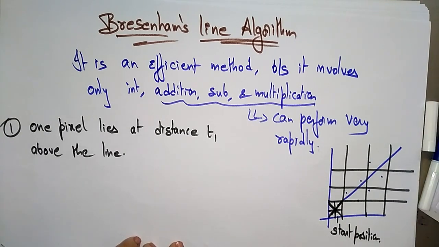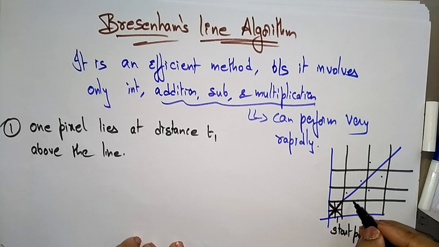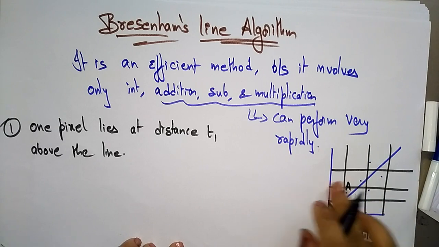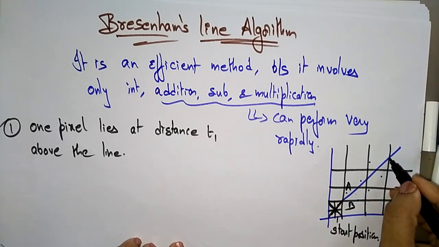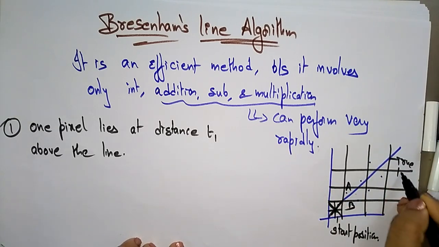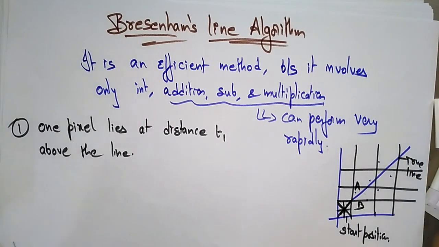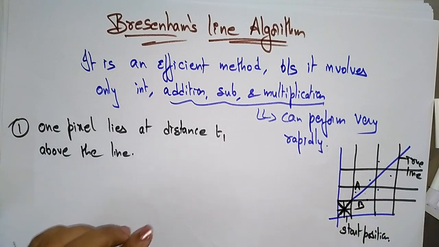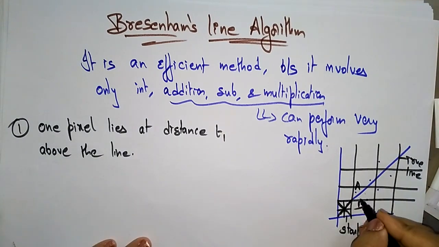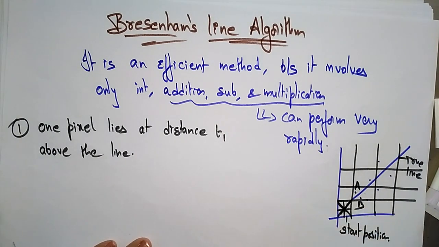Did you observe that two pixels will be there? One pixel is present below the line and one above the line. The pixel below the line, you call it the B coordinate. The pixel above the line is the A coordinate. And this you call the true line. From the start position, we have to decide A or B. Which one is the next pixel? That we have to find out.